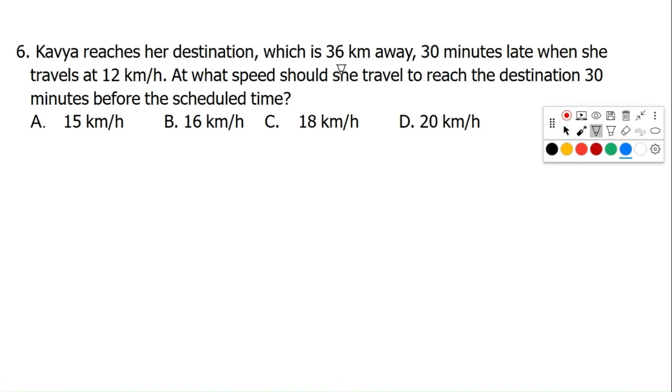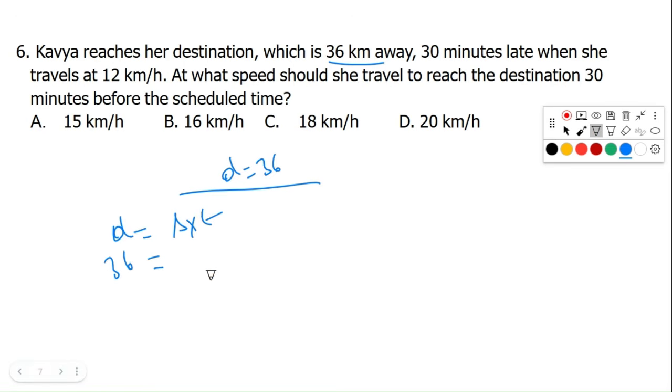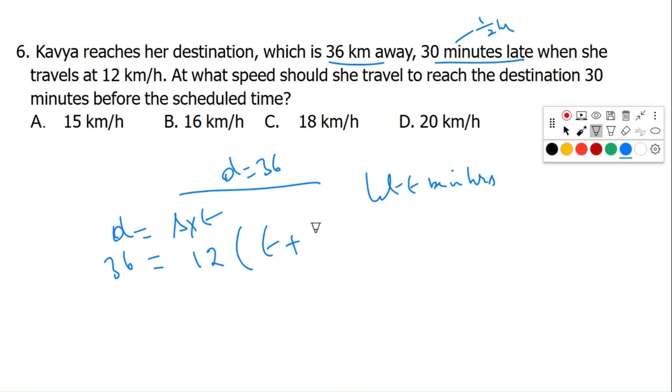Kavya reaches a destination which is 36 kilometers. Say your distance to be covered is 36 kilometers, and she is 30 minutes late when she travels at 12 kilometers per hour. What is the distance formula? Speed into time. So 36 equals 12 into time. Let us assume she takes t hours. So she is actually 30 minutes late, so t plus 30 minutes, I can write it as half hour, right?